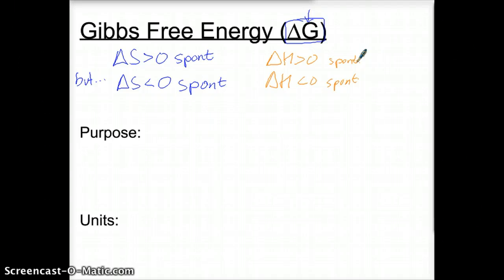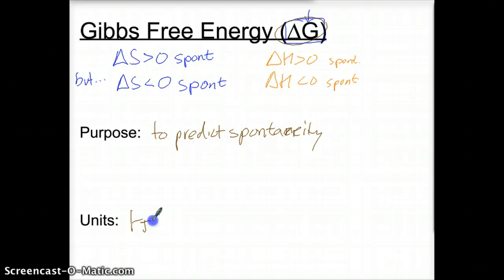Because remember, the purpose of thermodynamics is to predict whether or not reactions will happen and how far they will go. So what is the purpose of Gibbs free energy? It's to predict spontaneity. With delta G, we can always predict whether or not a reaction will be spontaneous. The units for delta G can either be kilojoules per mole or joules per mole, more commonly kilojoules per mole, but sometimes joules per mole.